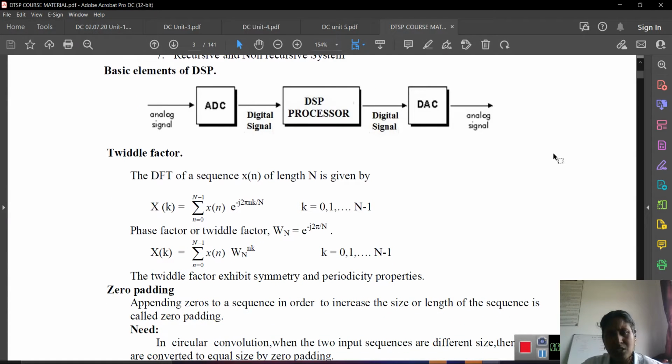Then the basic elements of DSP. Here the analog signal enters the analog to digital converter, and finally we get the digital signal. It moves to the DSP processor, which is the system. The output of the DSP processor is always a digital signal, which then enters the DAC, the digital to analog converter. Finally we get the result as an analog signal.